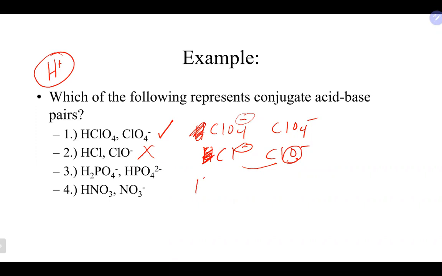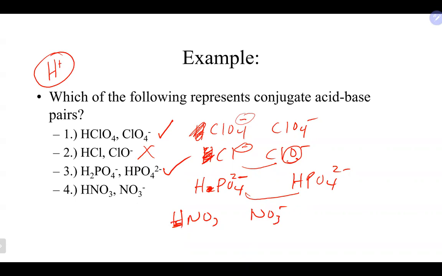If I look at this guy here, I'm going to get rid of an H, which gets rid of one of those. And once again, when I get rid of the positive, I become one more negative. I'm already at -1, so that makes that -2, and now those two match. So those guys would be a pair. And lastly, if I take the HNO3 and the NO3 minus, get rid of the H, I was neutral, so I'll become one more negative, so they match.